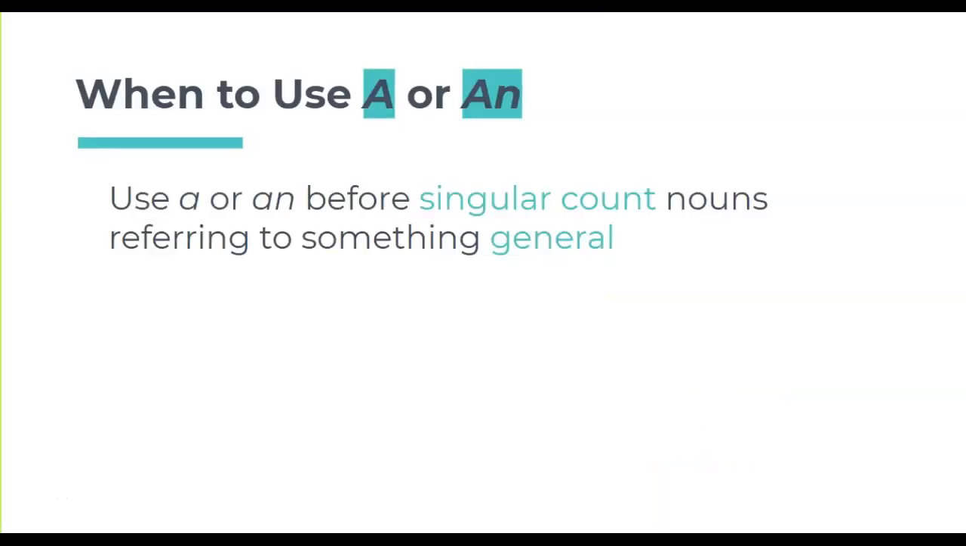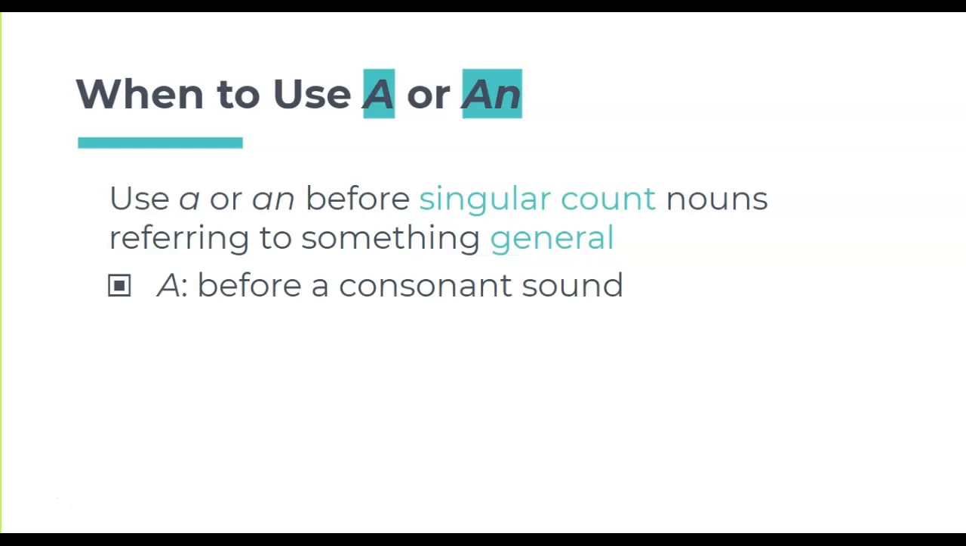You use a or an before singular count nouns referring to something that's not specific or that you're mentioning to your audience for the first time. Count nouns name things that can be counted. 1 book, 2 books. Use a before a consonant sound like a tangerine or a university. Use an before vowel sounds like an orange or an hour.